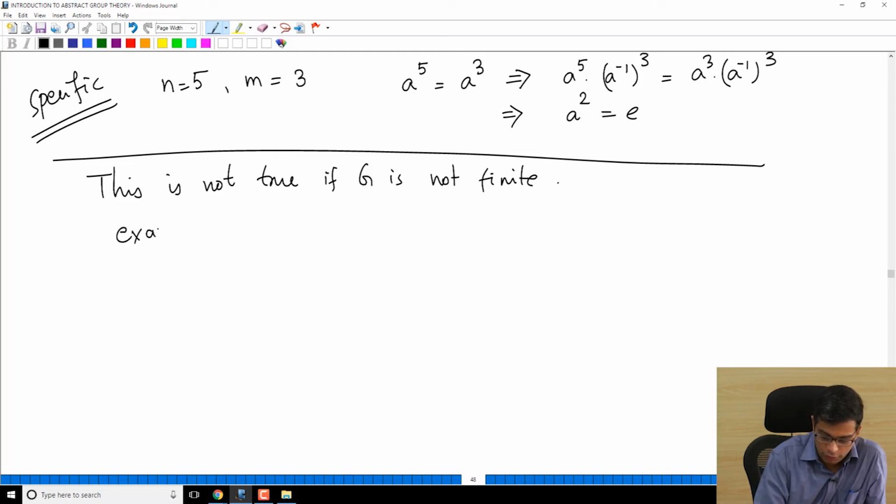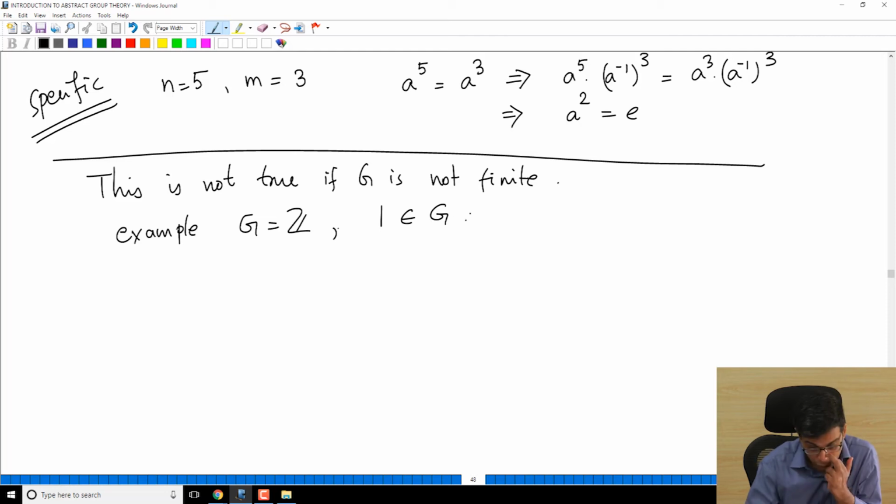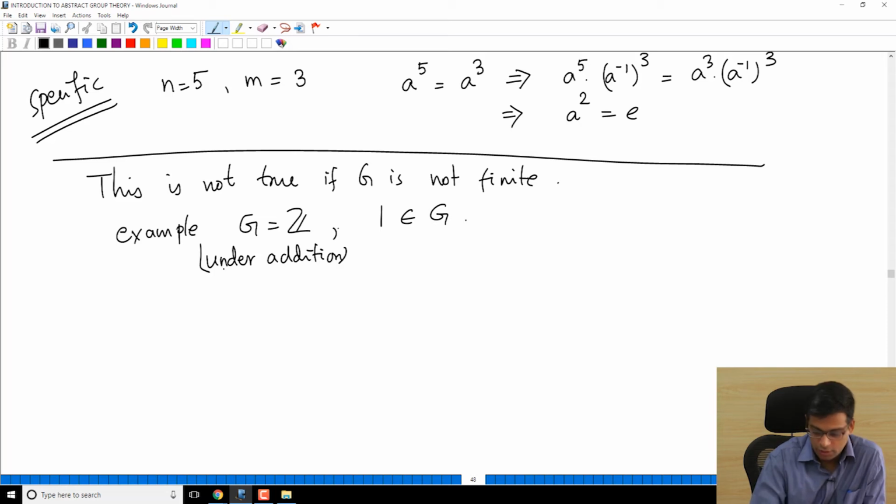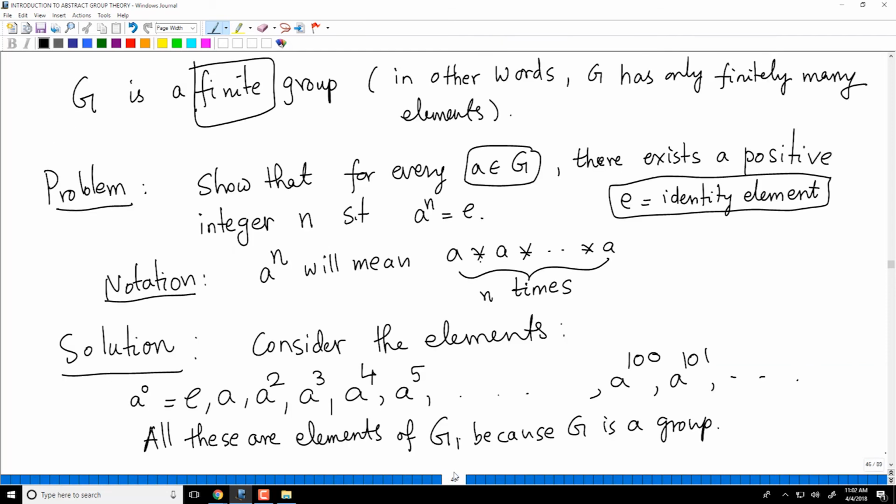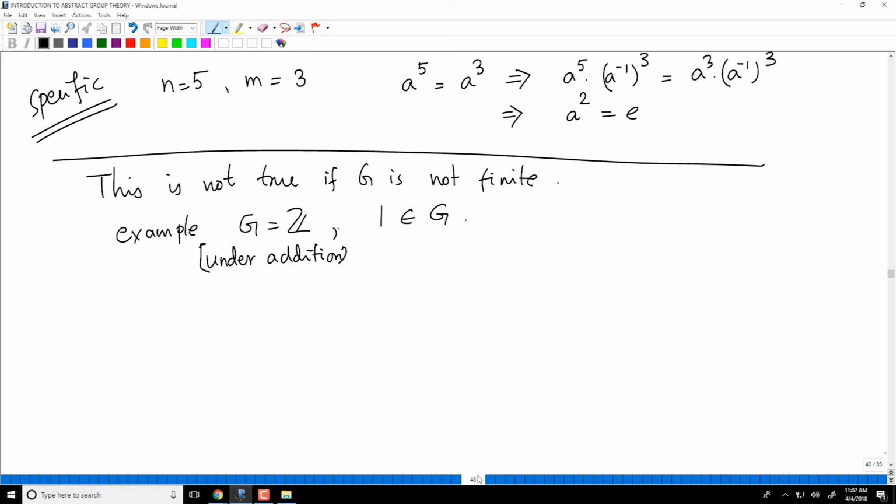For example, let us say we take Z, and we take the element 1 in G. So, Z is under addition. I should mention this, because Z is just a set. In order to make it a group, we will take the addition. If you take 1 in G, remember the notation that I have been using is a power n, that is just a star a n times. Here the operation is addition. So, it is a bit confusing to think of that power notation in terms of addition.